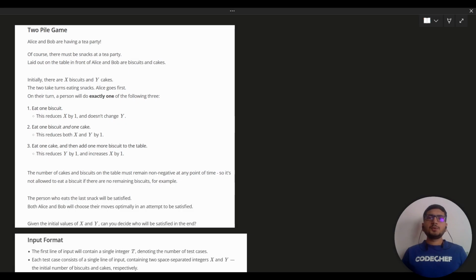The problem is two-pile game. The problem difficulty is easy and there are no prerequisites. Let's have a read at the problem.